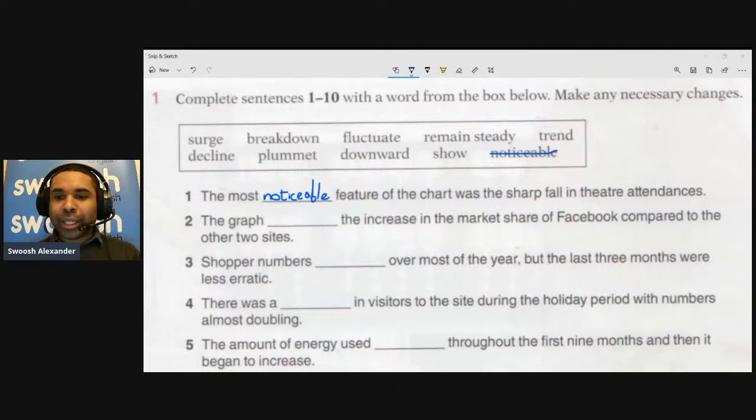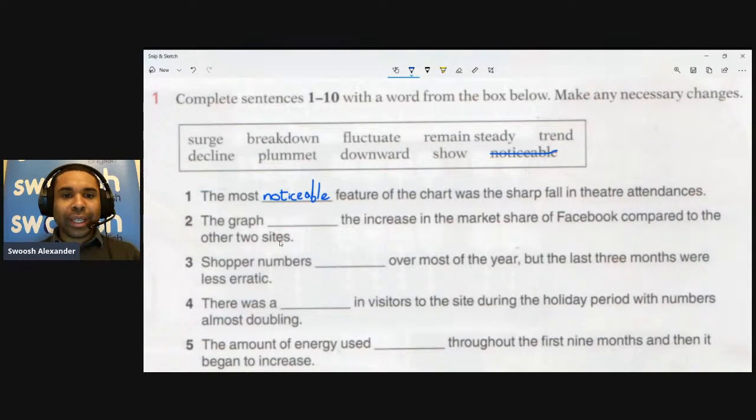Let's have a look at the second one. So the second sentence, again, we need to use the correct terminology. Let me know in the chat box if you have the answer. The graph, something, the increase in the market share of Facebook compared to the other two sites.